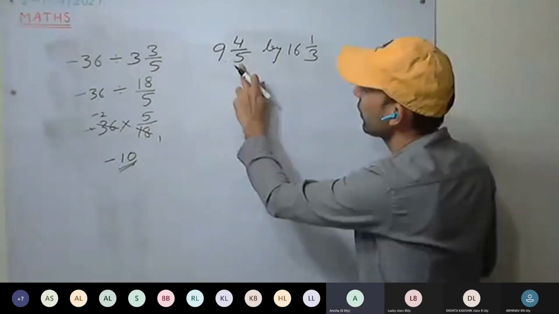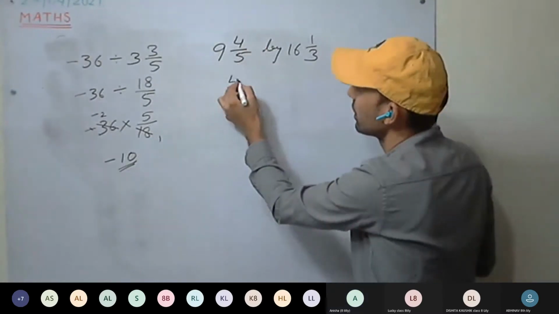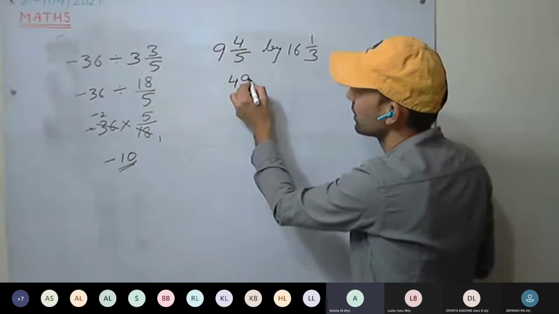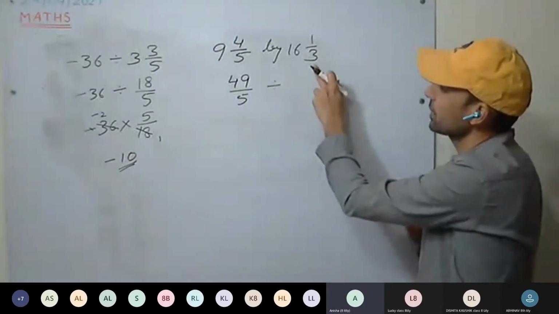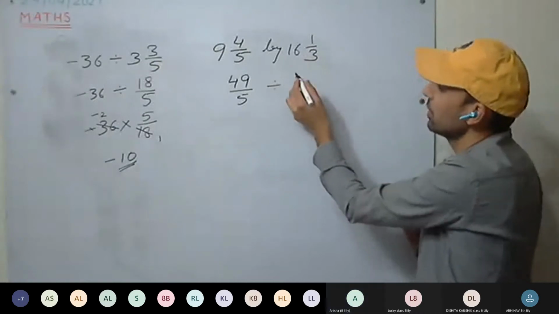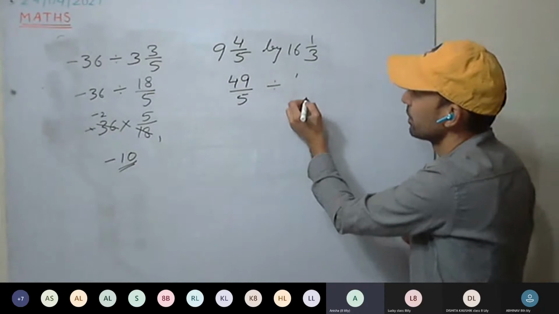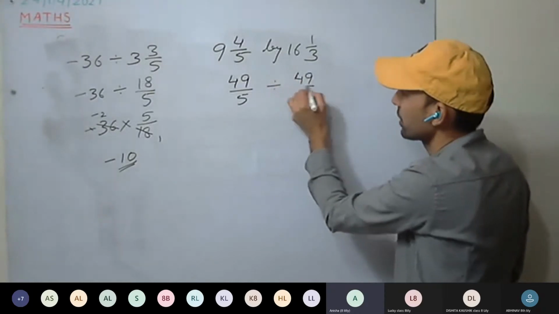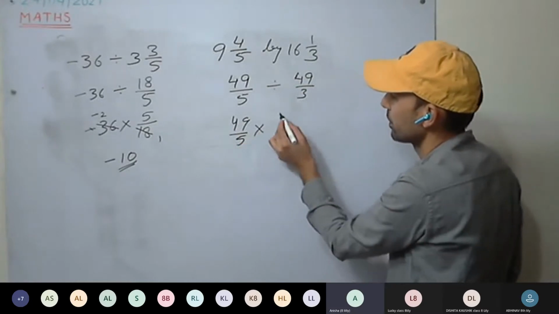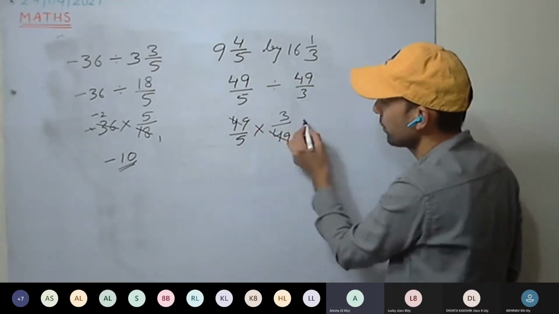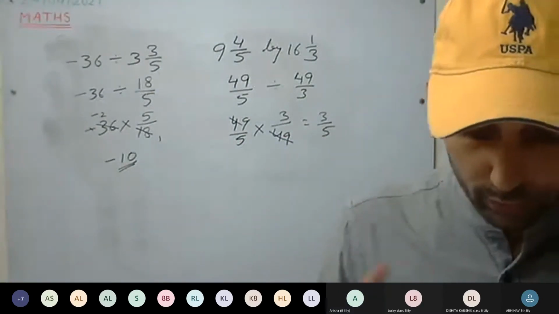So it will be what? 9 fives are 45. So it will be 49 upon 5. Okay. Divided by 16 1 by 3, which is 49 upon 3. Okay. Next step will be into 3 upon 49. They get cancelled. We are getting 3 upon 5. Good. Okay, so this is clear.